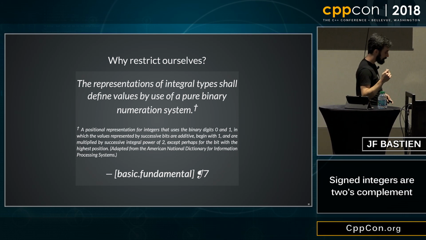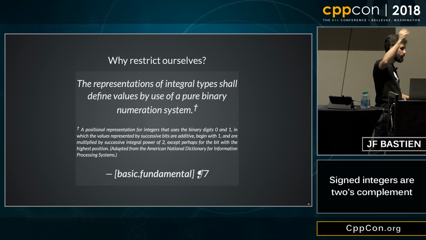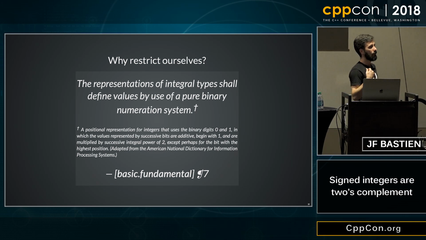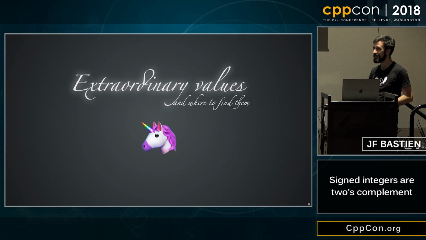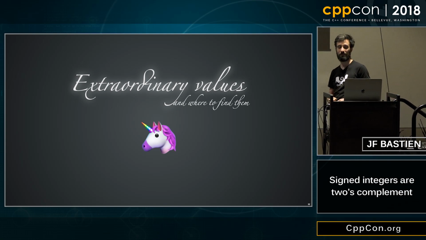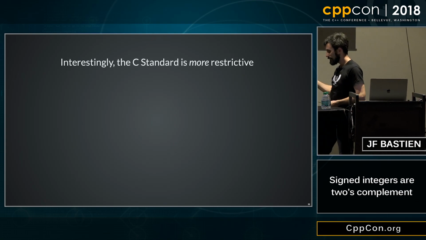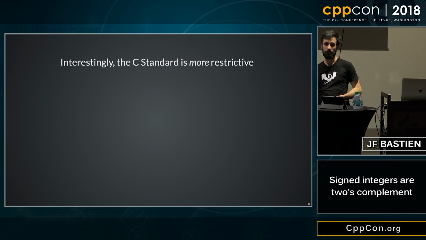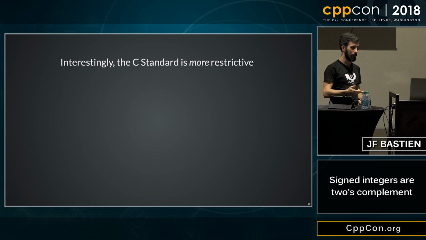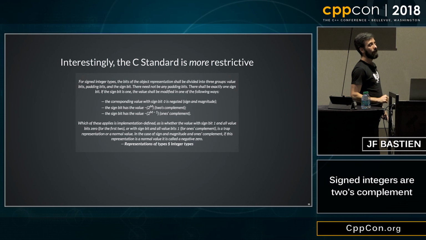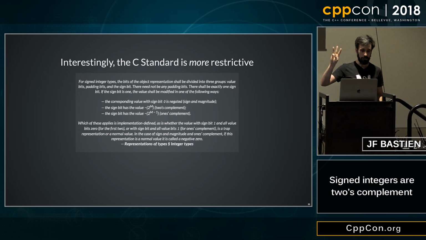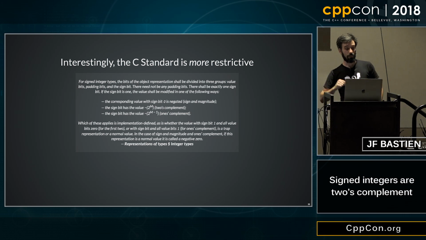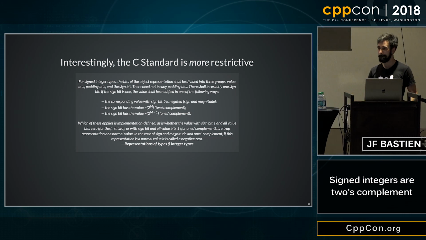Okay, step back a bit. C++ derives from C, right? Now C has this really interesting thing: extraordinary values. So let's look and figure out where you can find those extraordinary values. The C standard is more restrictive than C++, which is weird when C++ derives from C. I don't know what that means, but C says there's 3 ways to represent signed integers. You can do sign and magnitude, you can do 2's complement, or 1's complement. All right, so it's more restrictive than a pure binary number system.